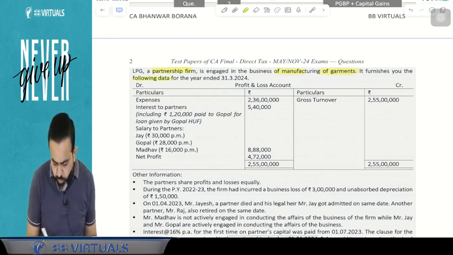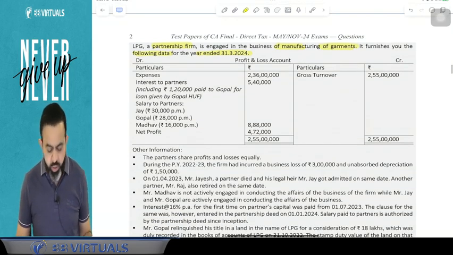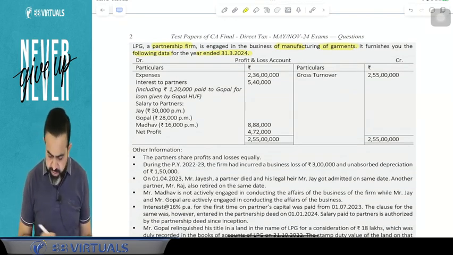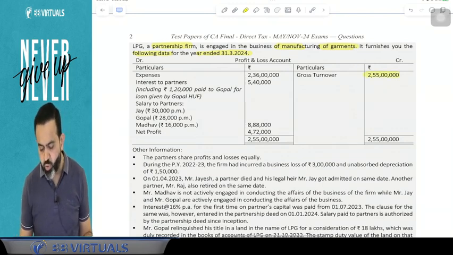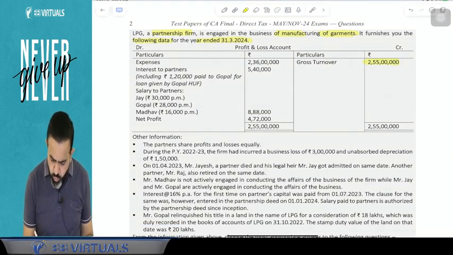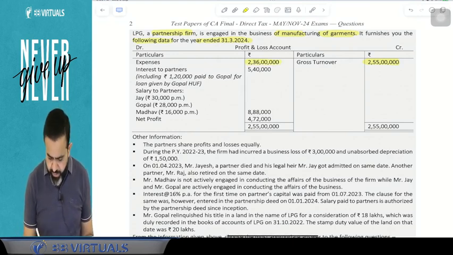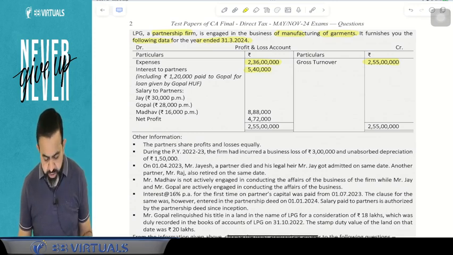It furnishes the following data for the year ended 31st March 2024. Profit and loss account is given. On the credit side, gross turnover is given, that is 2 crore 55 lakh. On the debit side, expenses are given, 2 crore 36 lakh. Interest to partner is given, 5 lakh 40,000.